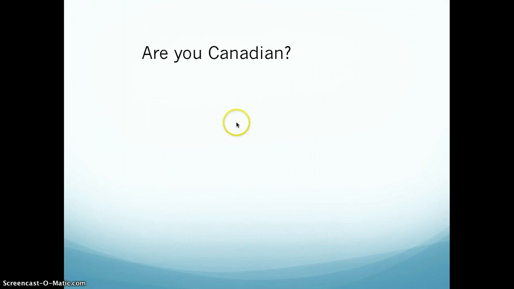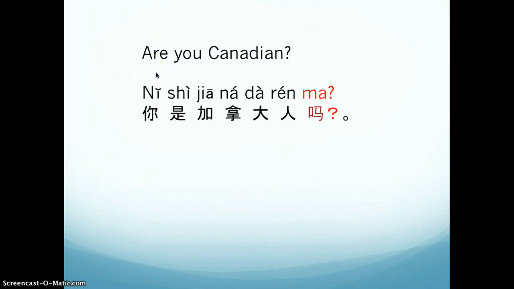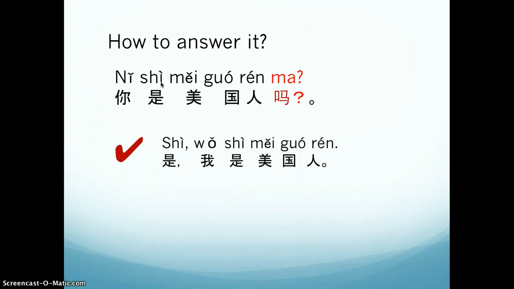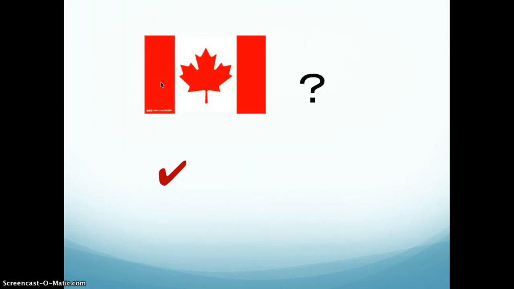So how to make this sentence? You're going to use 吗 again. So that will be 你是加拿大人吗? Right? 你是加拿大人吗? So how to answer this question? 你是美国人吗? If yes, let's do a complete one. That will be 是，我是美国人. So for it, let's make a question. Are you Canadian? That will be 你是加拿大人吗? If the answer is yes, that will be 是，我是加拿大人, right?